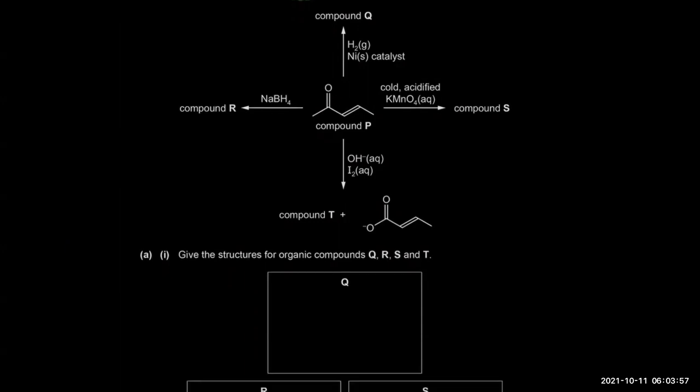Compound P, give the structures for organic compounds Q, R, S, and T. Okay, so when I use hydrogen and nickel, what will it reduce? Hydrogen and nickel किस चीज को reduce करेगा? It should reduce the alkene. It will also reduce what? Hydrogen and nickel. The ketone. The ketone.